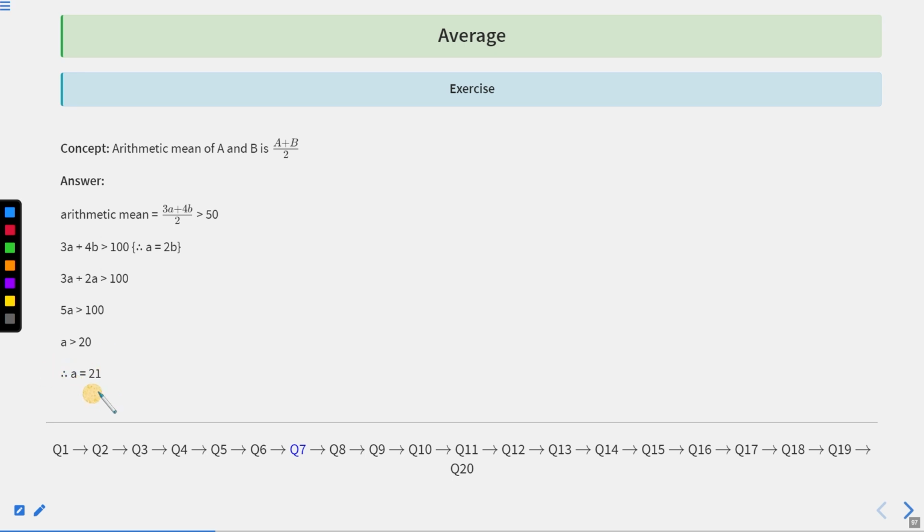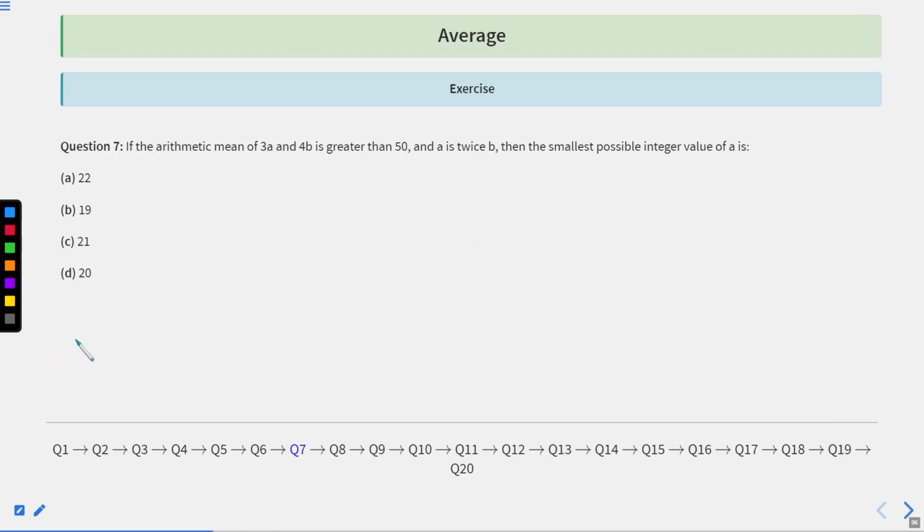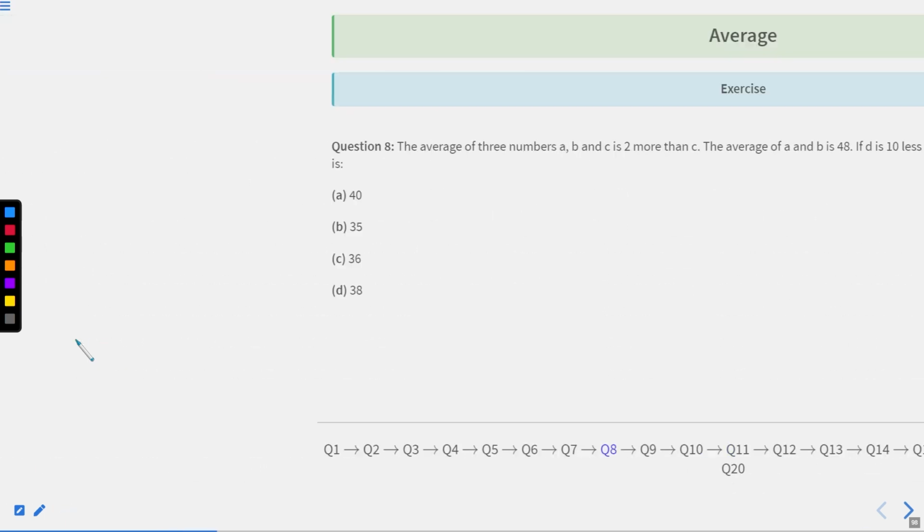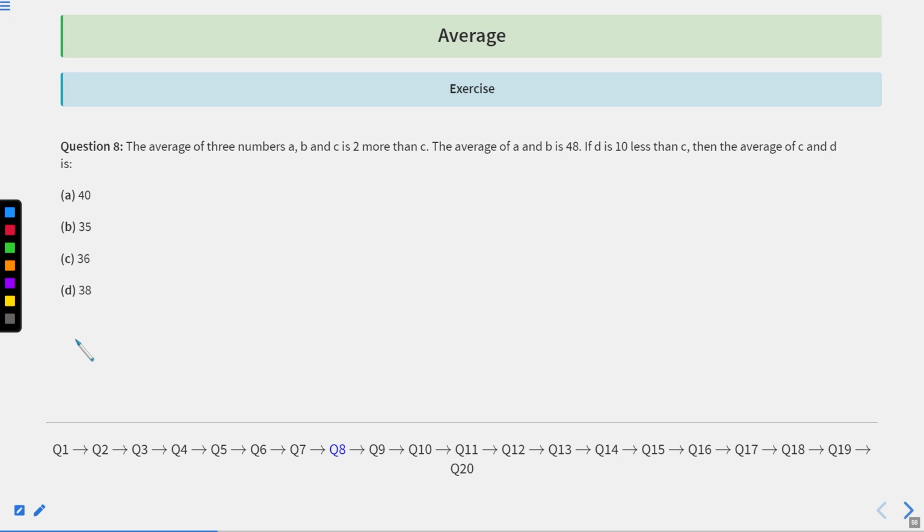Therefore, what do we get? We get a equal to 21. So the correct answer should be option C, 21.